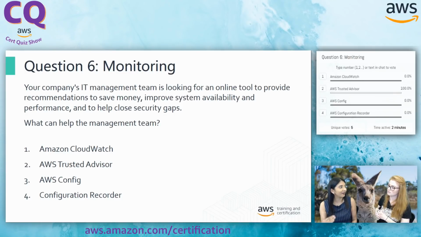So now when you look at this question, it is mainly about how to get recommendations to save money, and recommendations about system availability, performance, and closing security gaps. Now let's go through what all these services do, and then you would directly be able to map which matches which. So hopefully we'll get 100% on the poll. Hopefully. So if you look at number one, CloudWatch. CloudWatch is a service which, as the name says, watches over what you're doing in the cloud, which means it provides you the metrics in terms of what workload you're processing.